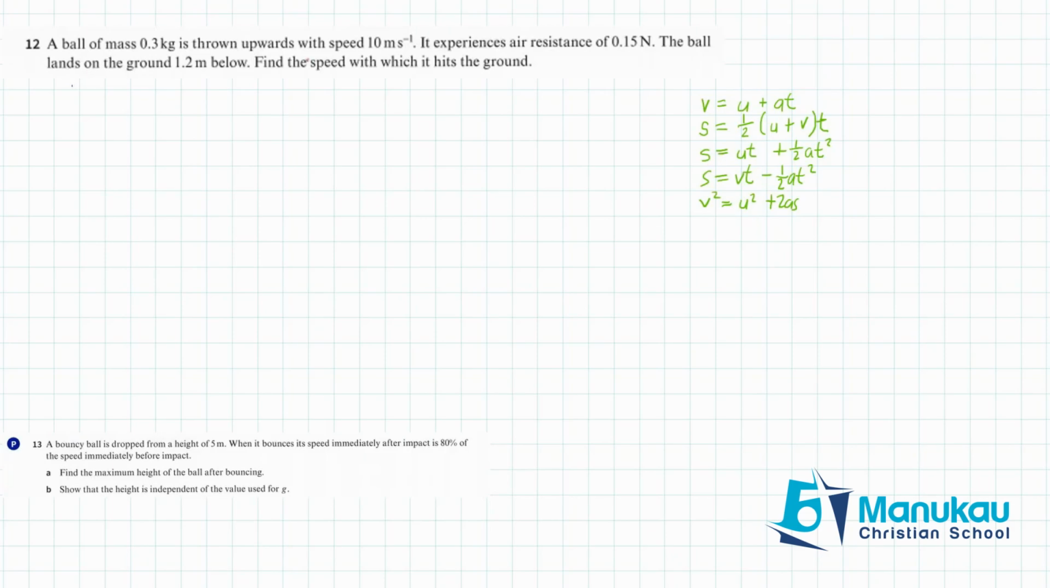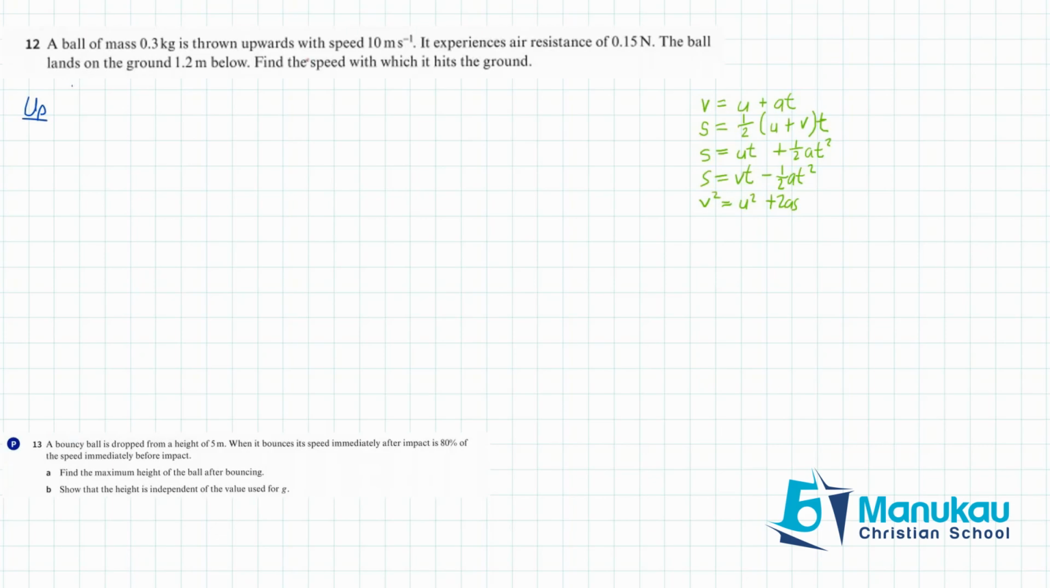We have a ball of mass 0.3 kilograms and we throw it up with a speed of 10 meters per second, and it's experiencing air resistance of 0.15 newtons, and then we know that the ball lands on the ground, which is 1.2 meters below our starting point, and we've got to find the speed with which it hits the ground. So let's do the upward movement first.